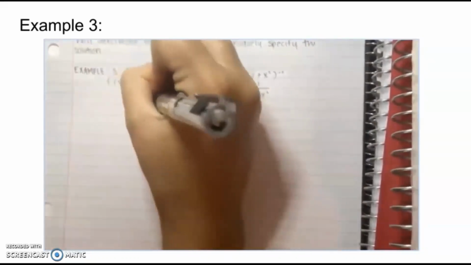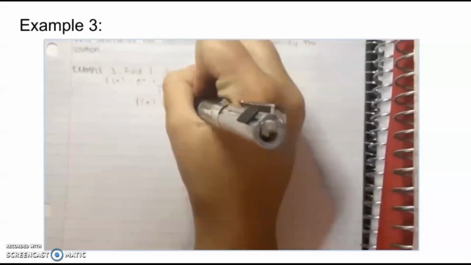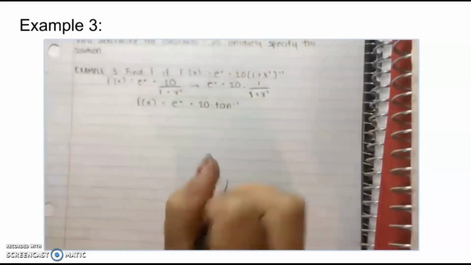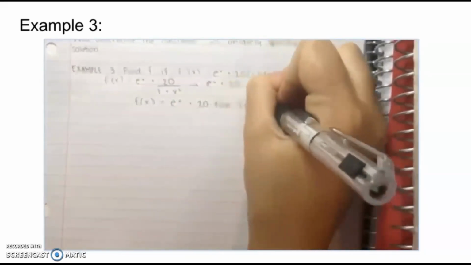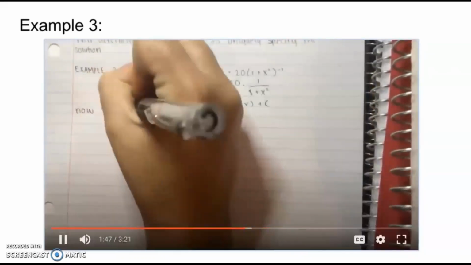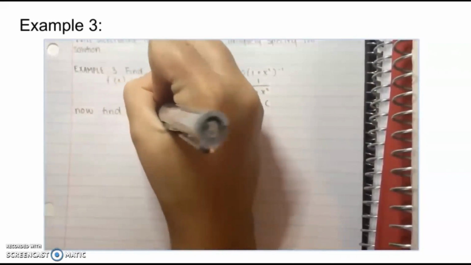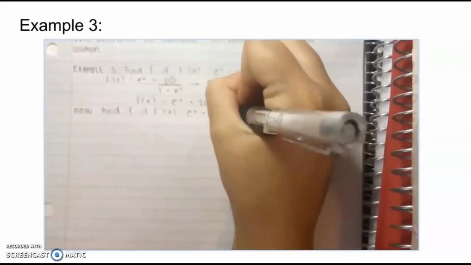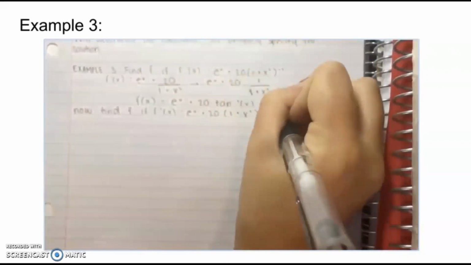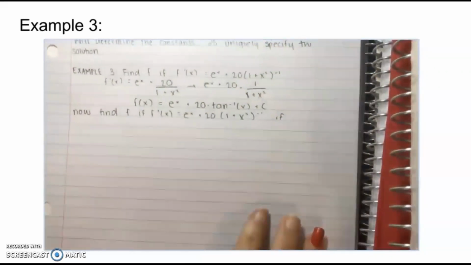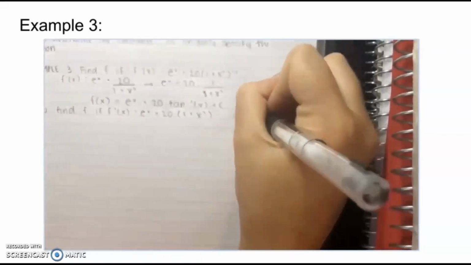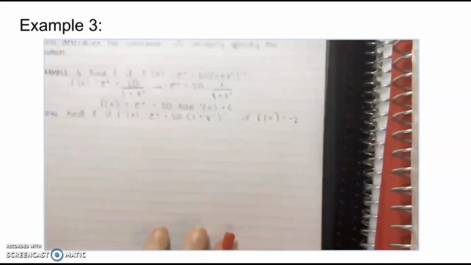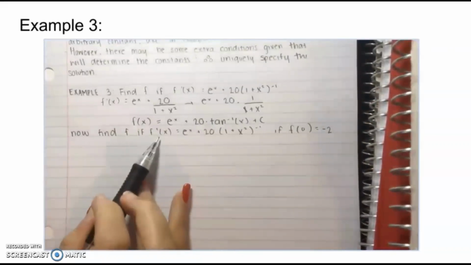So if we do that, we get f of x equals e to the x plus 20 times the inverse of tan of x plus c. Don't forget the c. F prime of x equals e to the x plus 20 times 1 plus x squared to the negative 1, if f of 0 equals negative 2. So we already solved for this part of it.